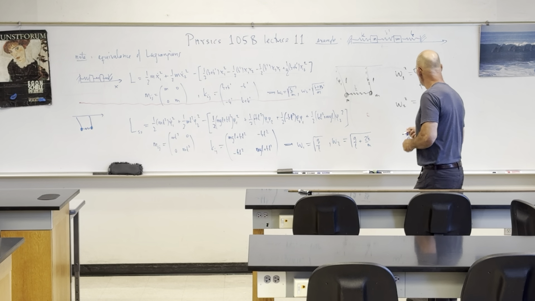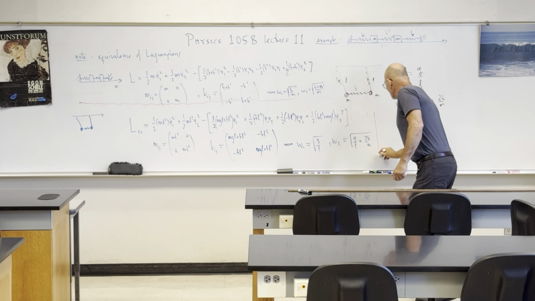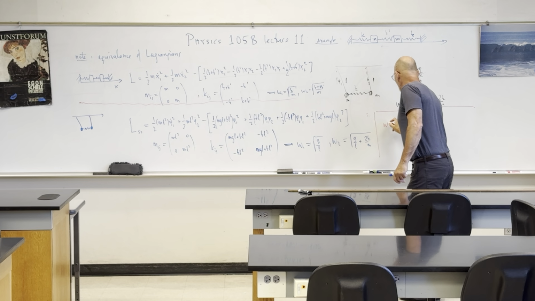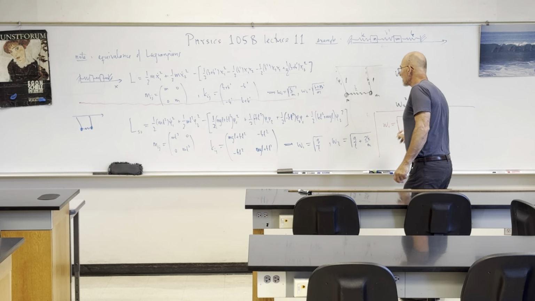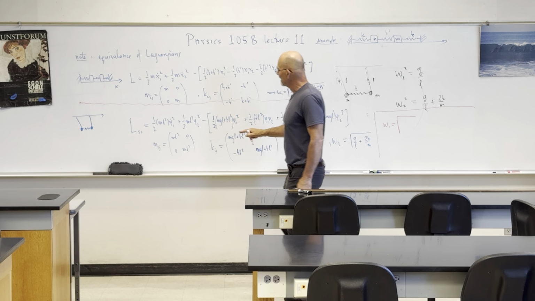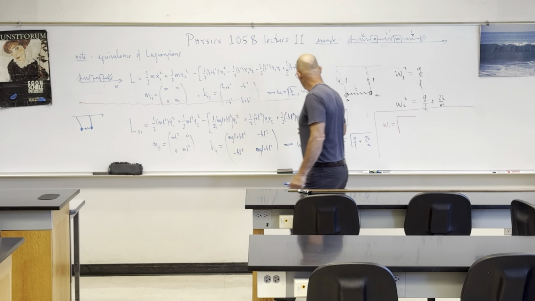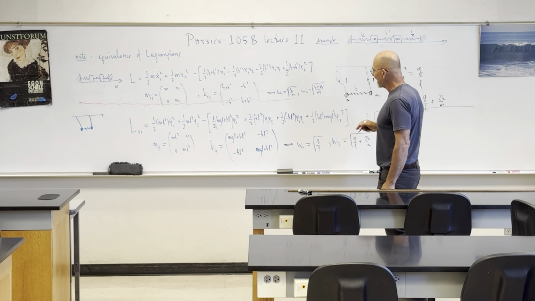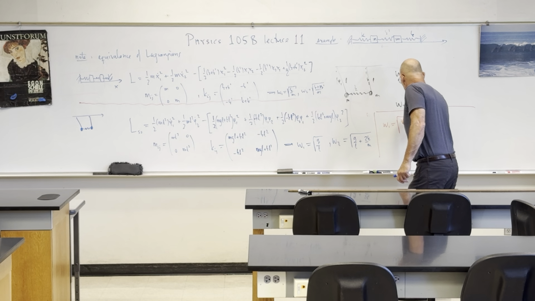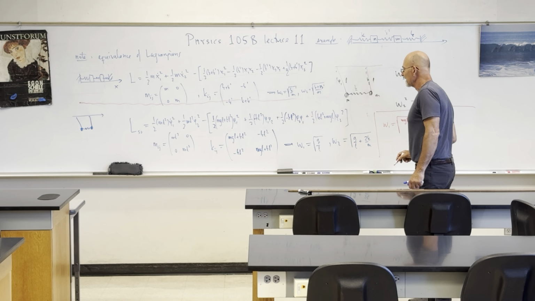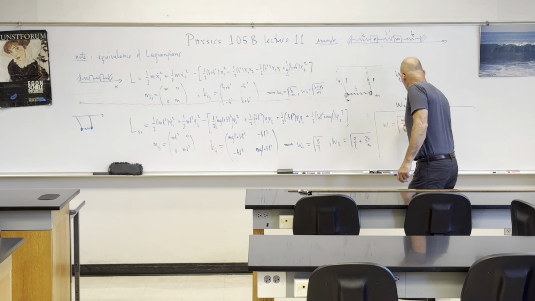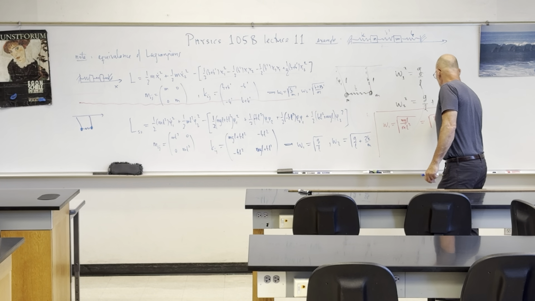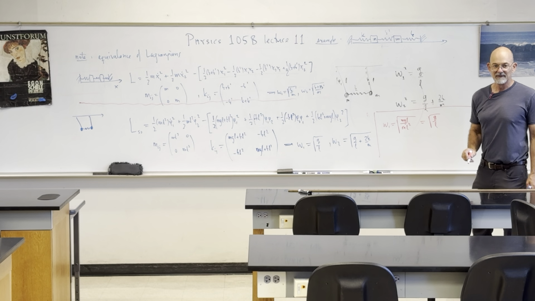So let's see that in action. So omega 1 would be the square root of K over M. So the K would be MGL, and the M would be ML squared, which of course is root G over L, just by renaming.